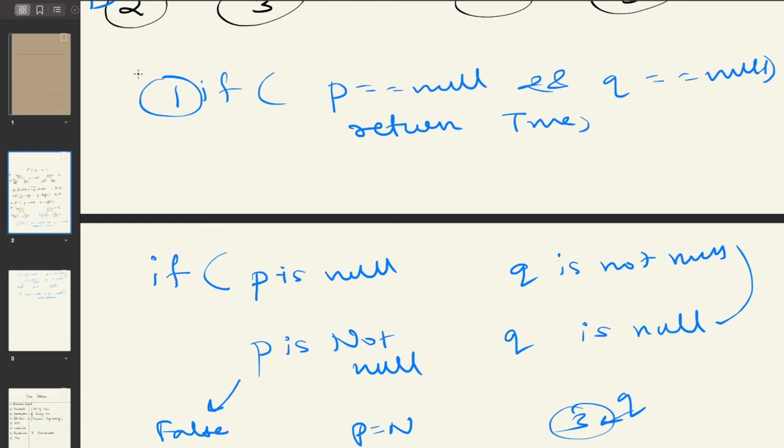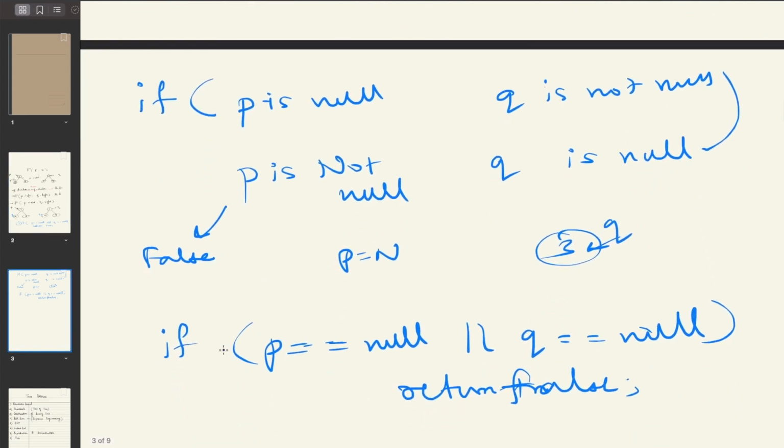Because if both of them are null, I want to return true, since they are the same trees. But when I come to the second condition, it means that both p and q are not null. Only one of them will be null. I hope you get this, and that's why I've written here if p equal to null or q equal to null.